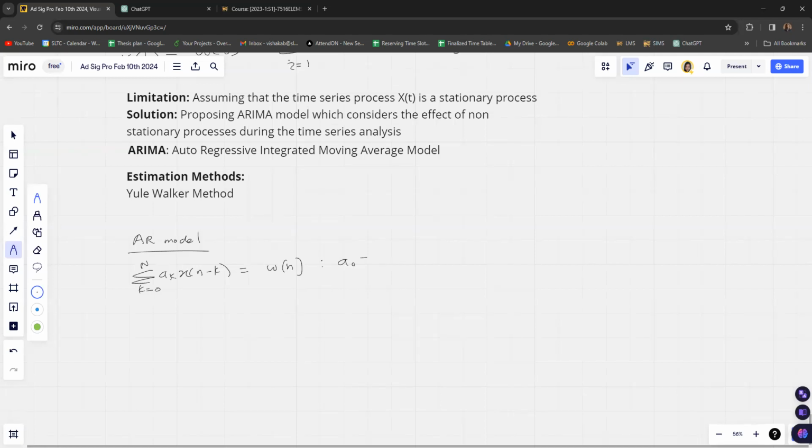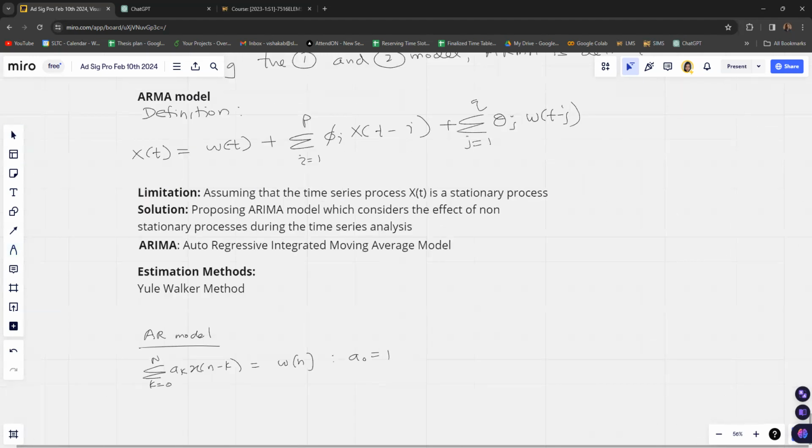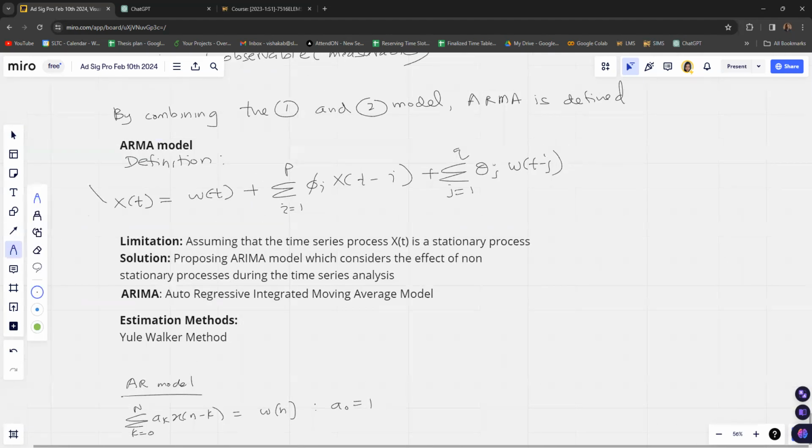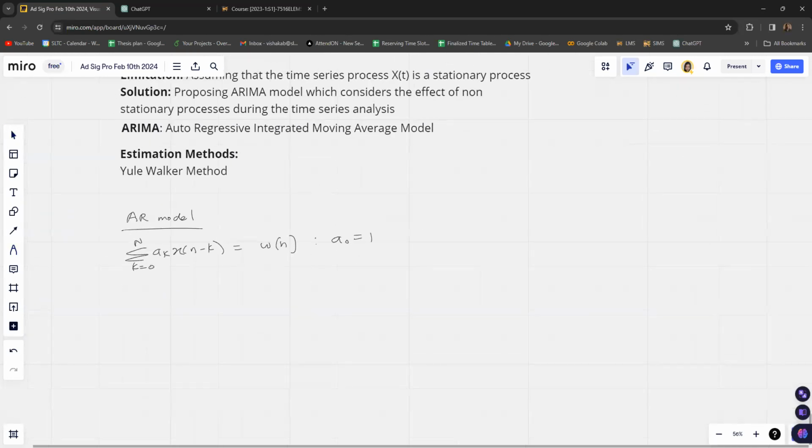Here we also have to note that a naught is assumed to be 1, which means that the constant related to x n at time n equals 0 is going to be 1. We are going to consider a combination similar to here, where the a naught value is 1. Therefore the constant here is most of the time maintained as 1, in order to keep the standard pattern of ARMA processes.